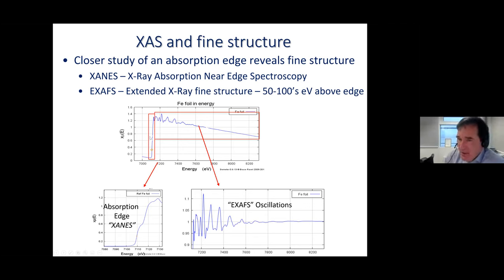So perhaps 50 electron volts above the edge. And then XAFS is the whole energy range well beyond that. And what we'll see is that this gives us information about the electronic structure of that specific element and its chemical environment. And let's look at why.